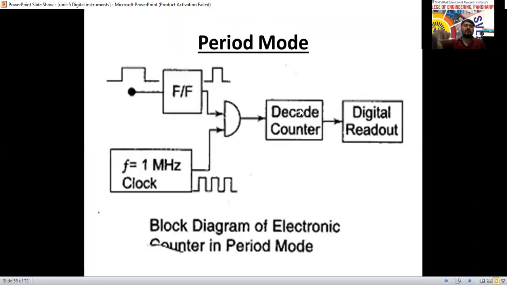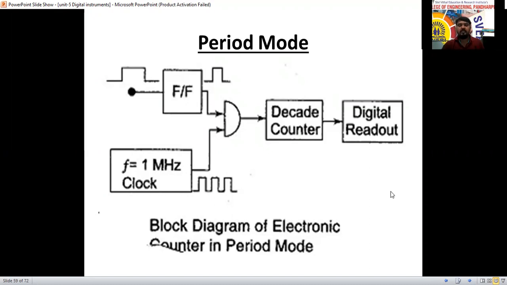Next we will go for the period mode here. So the time period we are going to call here now. Here the frequency is 1 megahertz, and the rectangular pulses we have given here also. The F by F, frequency by frequency, that is also rectangular we have given. Two inputs for the AND gate here now. And here the number of pulses it is going to count in the decade counter and it is going to read out here now.